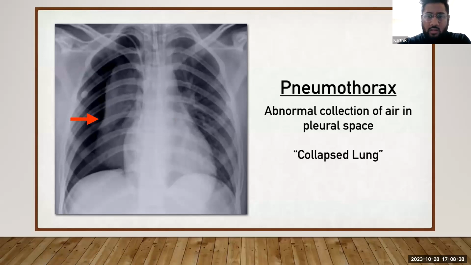Okay, so what is a pneumothorax? A pneumothorax is an abnormal collection of air in the pleural space, essentially leading to a partially or completely collapsed lung. And as you can see here, you have these lung markings here, but you have absence of lung markings there.